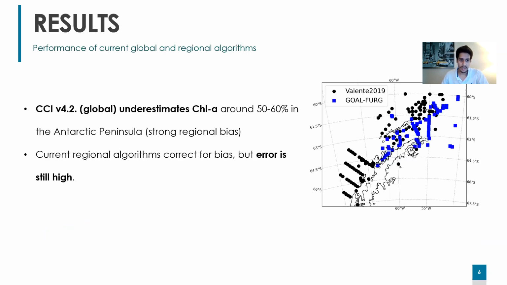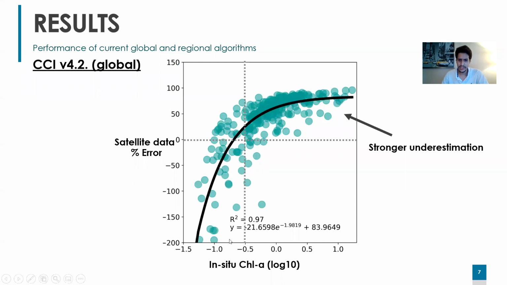And we saw that the CCI project, a global project, underestimates chlorophyll A around 50 to 60% in the Antarctic Peninsula, so a strong regional bias. We also saw that current regional algorithms help correct for bias, but the error is still high. As you can see here, the satellite data percentage error increases as the in-situ chlorophyll A increases. So we have stronger underestimation as in-situ chlorophyll A increases, as you can see here.